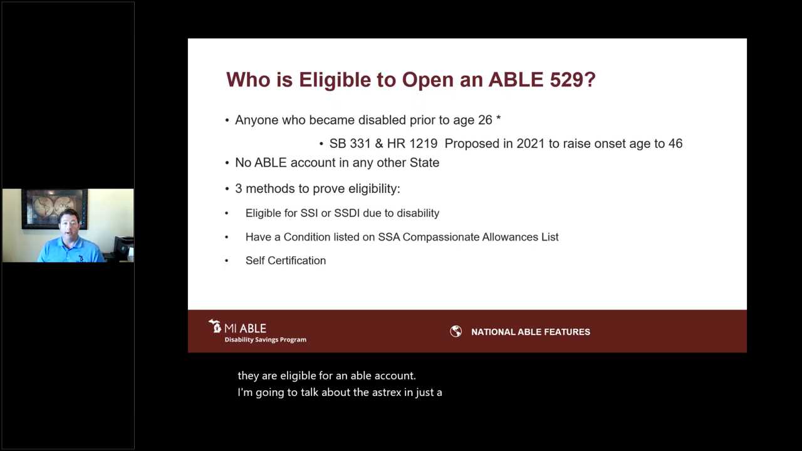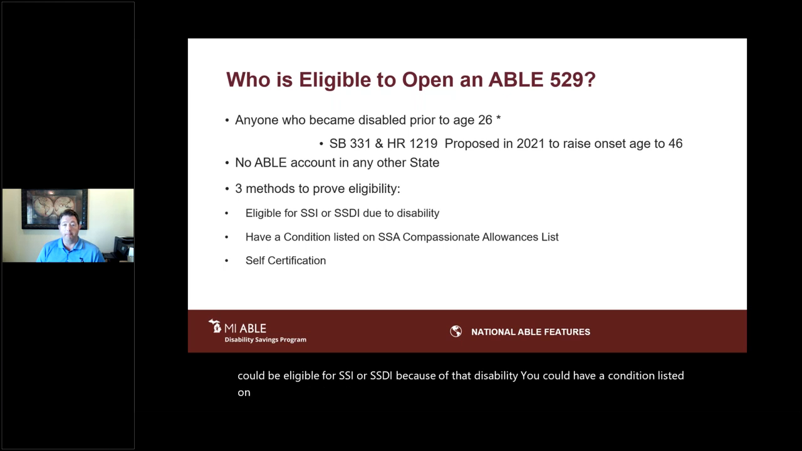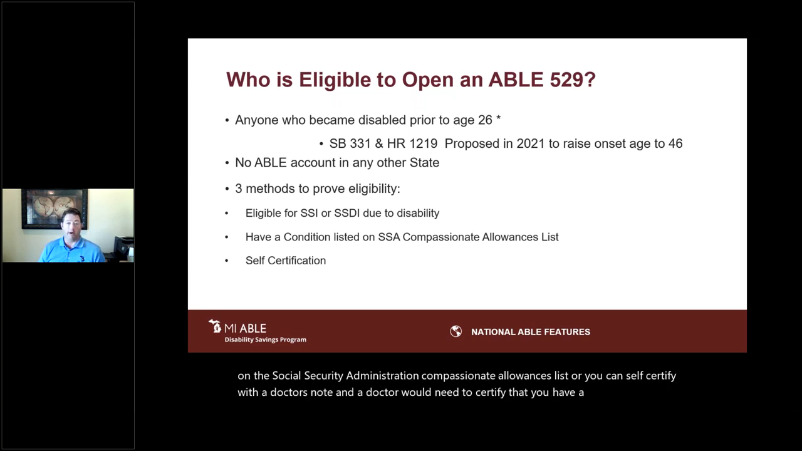Again, you're only allowed one ABLE account. So if you have an ABLE account open in any other state, you'd have to close that account to open a Michigan account. There are three ways that you can prove eligibility. You can be eligible for SSI or SSDI because of that disability. You can have a condition listed on the Social Security Administration Compassionate Allowances list. Or you could self-certify with a doctor's note, and a doctor would need to certify that you have a disabling condition that happened before age 26, and it will last for longer than 1 year.